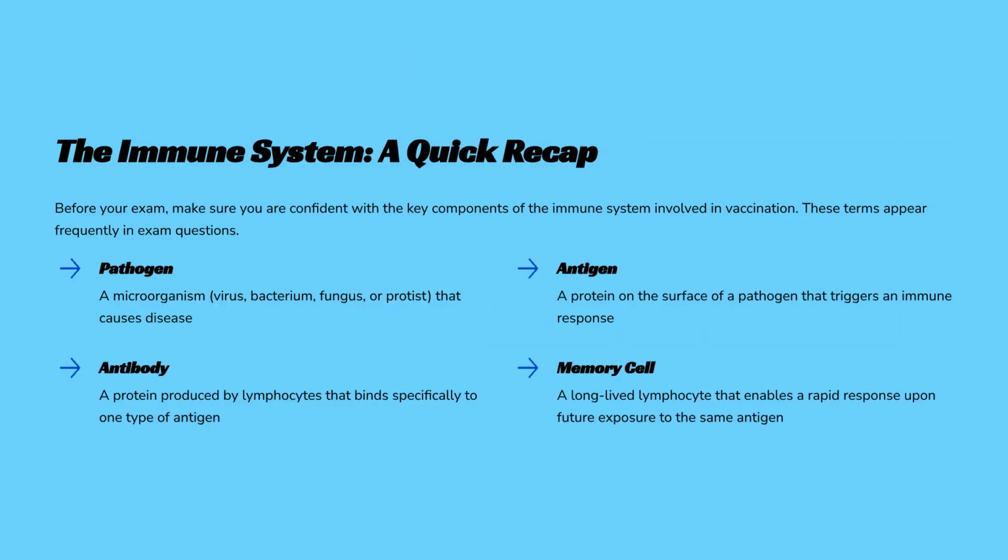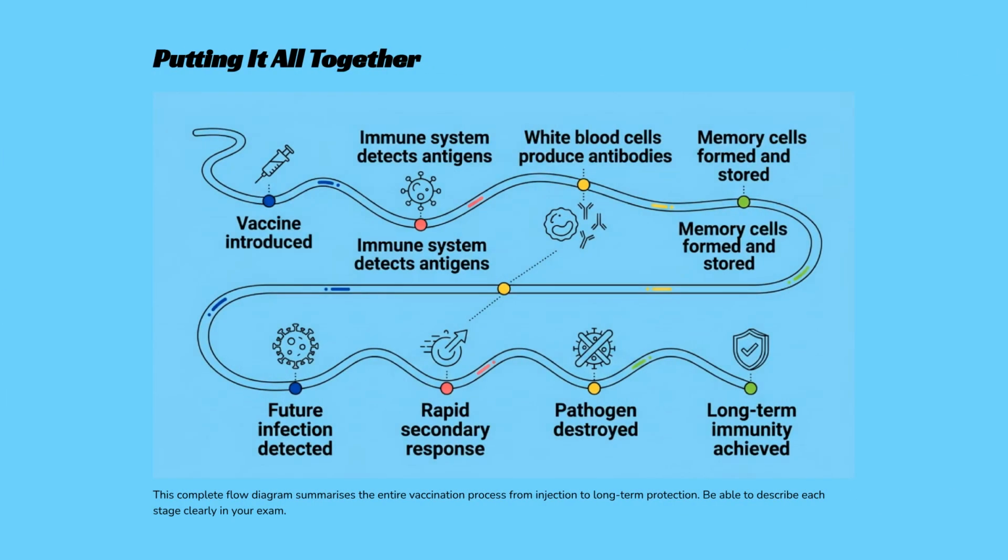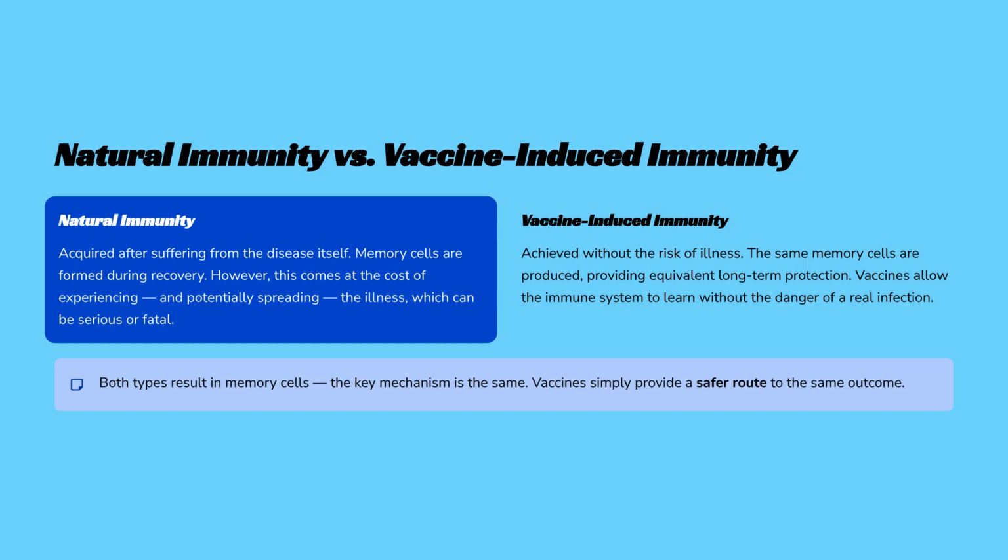Before your exam, remember these essential terms. Pathogens cause disease. Antigens trigger the immune response. Antibodies neutralize the threat. And memory cells ensure long-term immunity. This flow diagram represents the full vaccination process. Be prepared to describe these stages clearly and accurately during your examination. Finally, both natural and vaccine-induced immunity produce the same long-term protection through memory cells. Vaccines simply provide a much safer path to that same vital outcome.